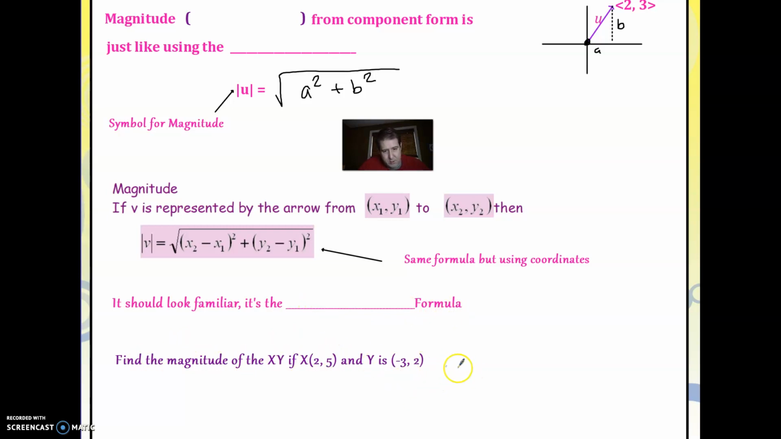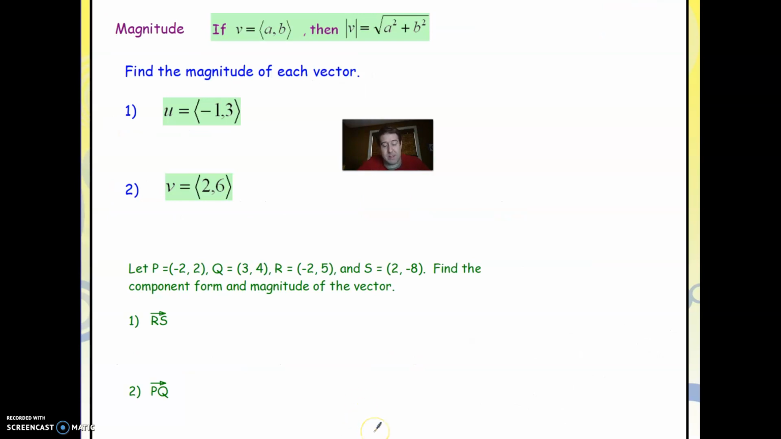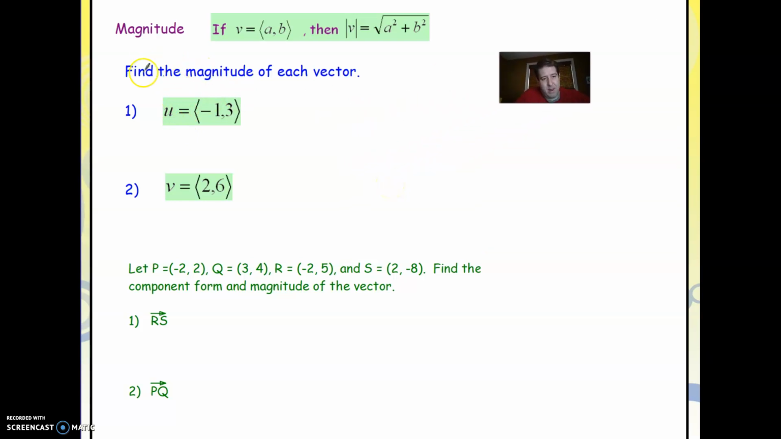Find the magnitude of these two. So that would be the square root of (-3 minus 2) squared plus (2 minus 5) squared. Okay, so calculator work is going to tell you that -3 minus 2 is -5, and 2 minus 5 is -3. -5 squared is 25, plus -3 squared is 9. That makes the square root of 34 your answer. Actually, I didn't even need a calculator. I'm just going to leave it like that because that's the most precise. I don't want to round it using my calculator. All right, so that's finding the magnitude of each vector.